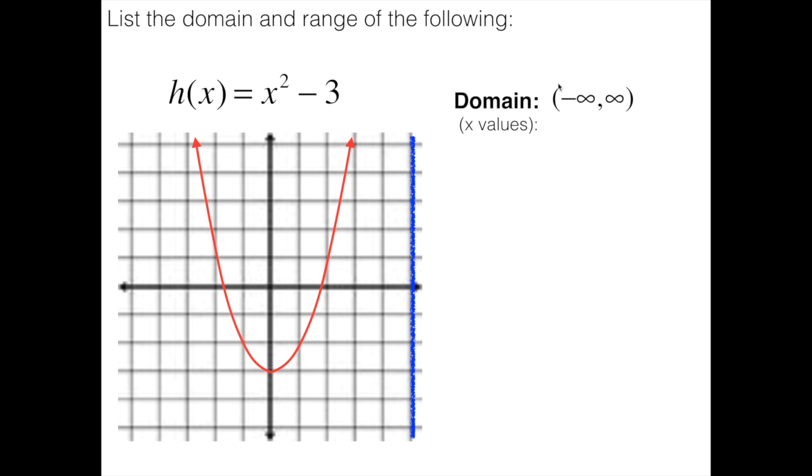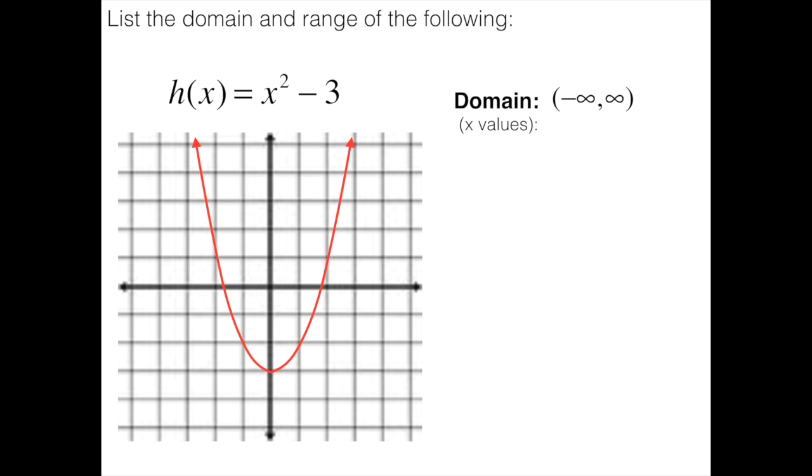And anytime you're using infinity, we're going to use parentheses. So we've got negative infinity, comma, and this comma means everything in between here. This is not an ordered pair. So it's a little bit different from what we've done previously. When we're talking about the domain, it's everything in between there.